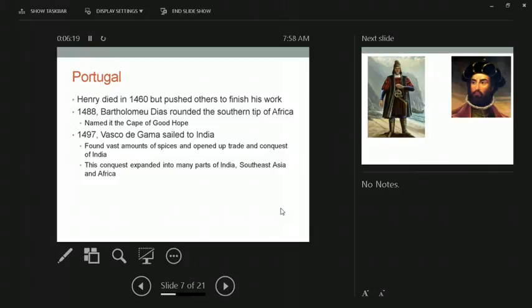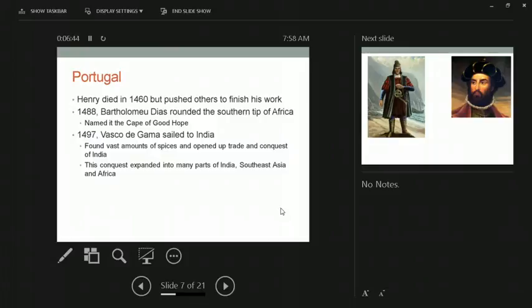And then in 1497, we have Vasco da Gama, who sails around that southern tip of Africa, keeps going, and goes all the way to India. So now Portugal has finally found a way to get around those Muslims and get to India where all of those cool spices are. Diaz gets them around the tip of Africa, and then Da Gama gets to India.